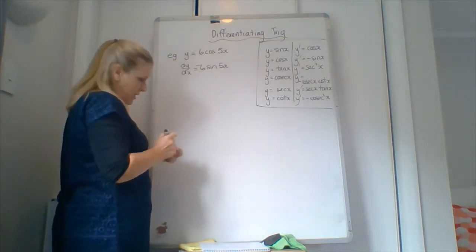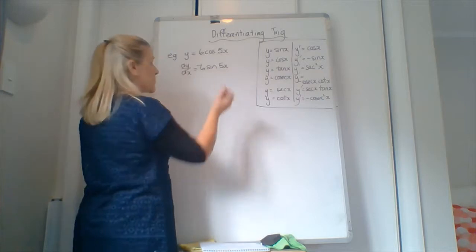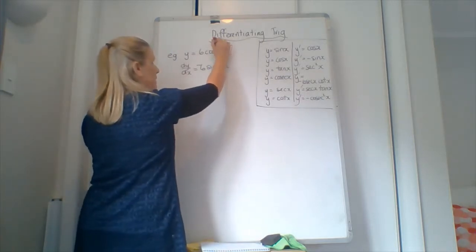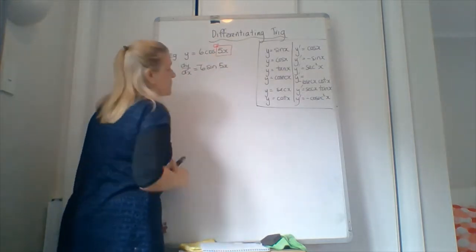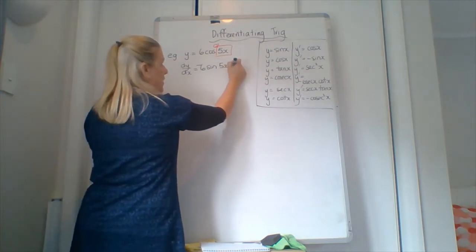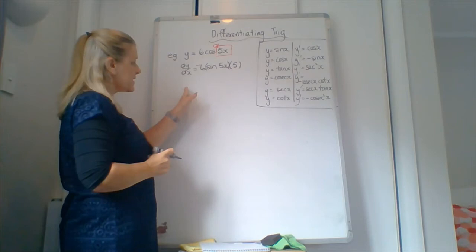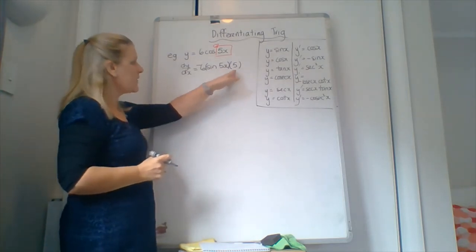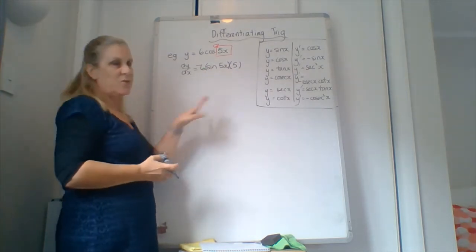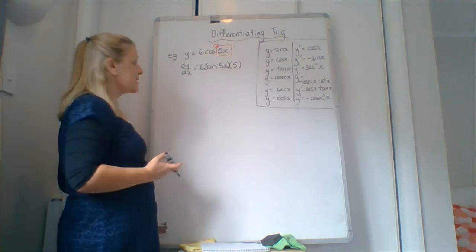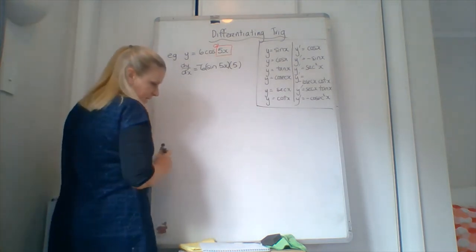Now we have to invoke the chain rule because this is a present, right? So we have to actually differentiate that and multiply by 5. So in essence, we've got negative 6 times sine 5x times 5, which would give us negative 30, but we don't need to write it like that. We could just leave it like that. Okay, let's have a look at another one.